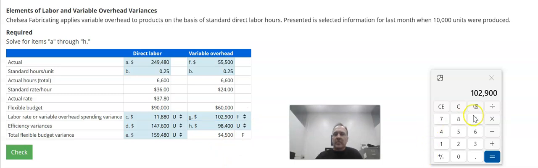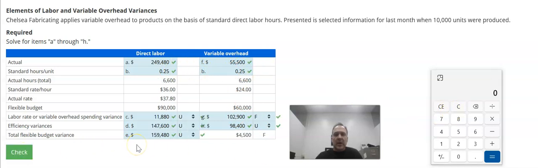Let me just check my math here. 102.9 minus 98,400. It's 4,500. And then 60,000 minus that would be the 4,500. And then this rate here was carried over. So I think we're going to be all right. And let's see. We did not miss anything. So that's good.